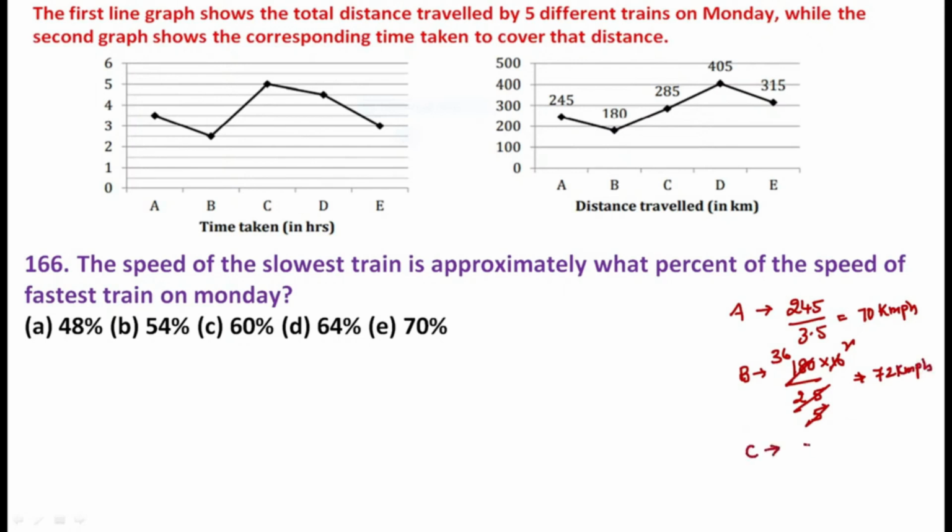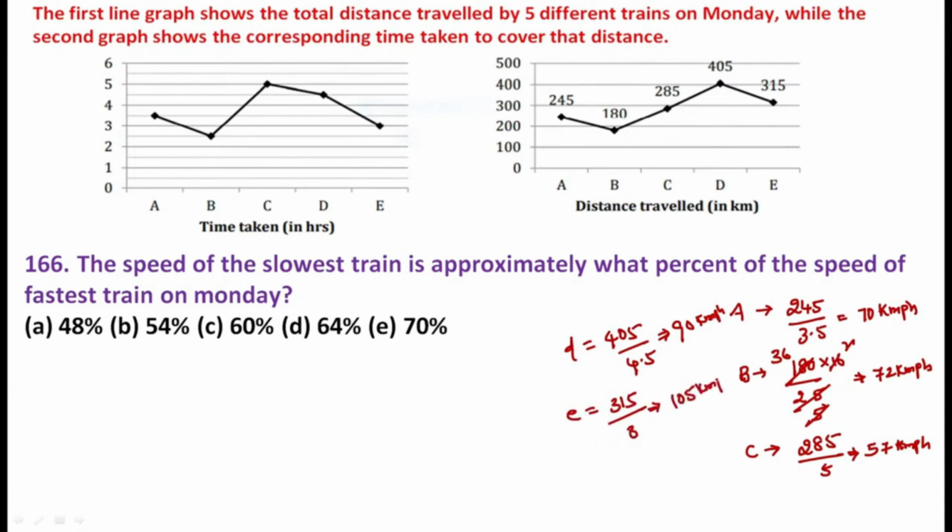Now take the C value. 285 divided by 5. So 5 5s are 25, 5 7s are 35, it's 57 kilometers per hour. Now take the D value, 405 divided by 4.5. So it's exactly equal to 90 kilometers per hour. And finally the E value, 315 divided by 3 exactly. So 3 1s are 3, 3 5s are 15, it's 105 kilometers per hour.